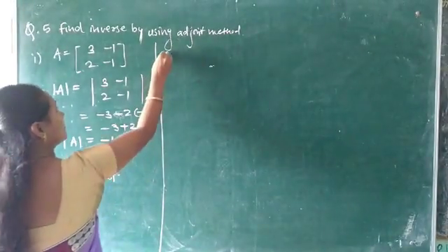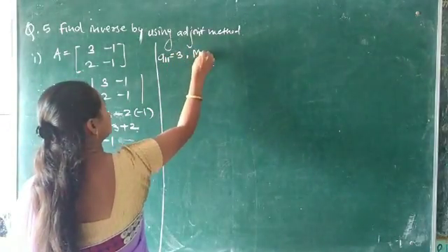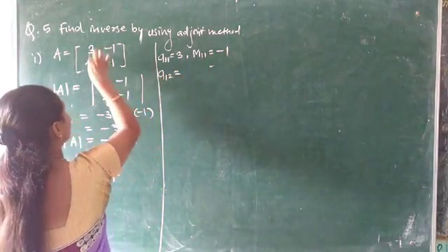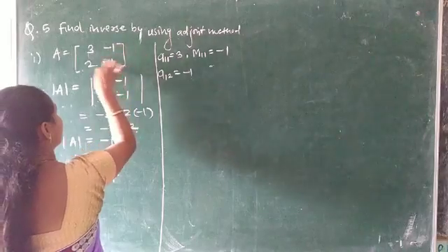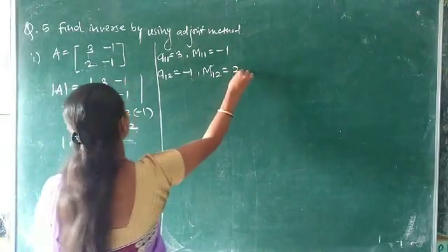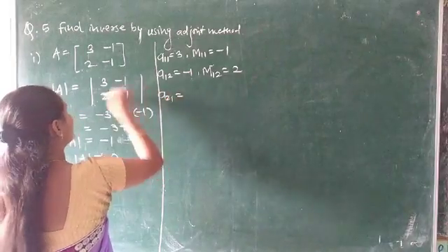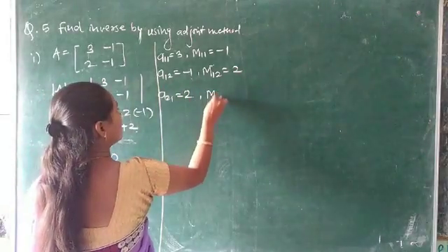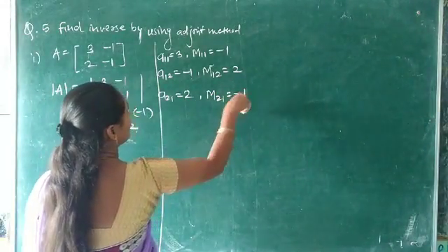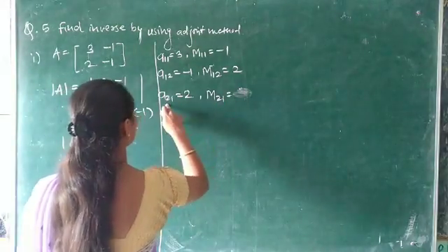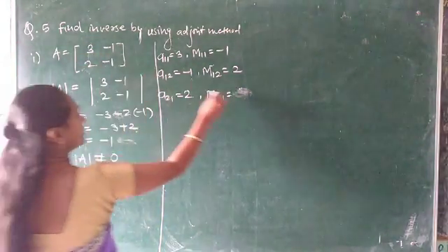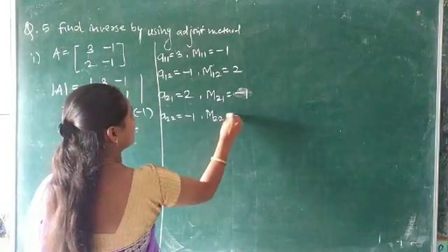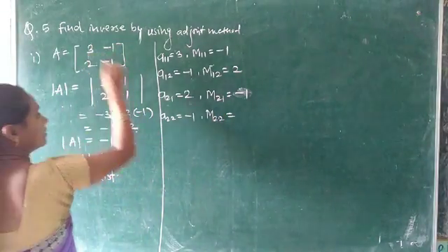So the first element is there, A11 is 2, therefore its minor M11 is, first row, first column deleted, minus 1. A12 is minus 1, therefore deleting first row, second column, the minor is 2. Now next, A21, deleting second row, first column, M21 is minus 1. And A22 is equal to minus 1, therefore M22, deleting second row, second column, the minor is 3.